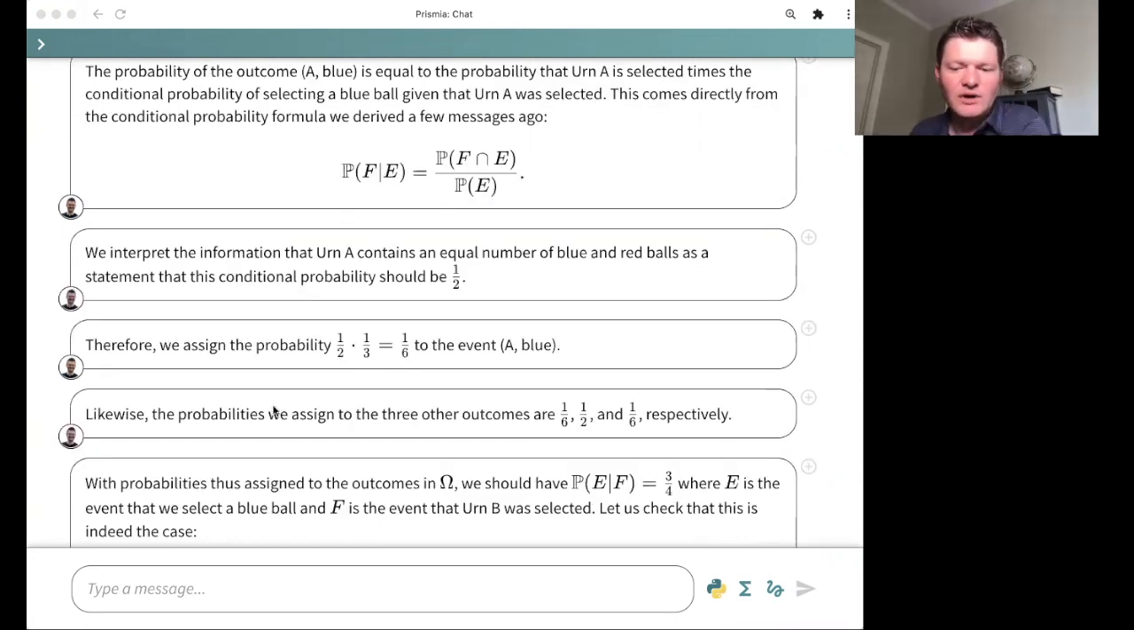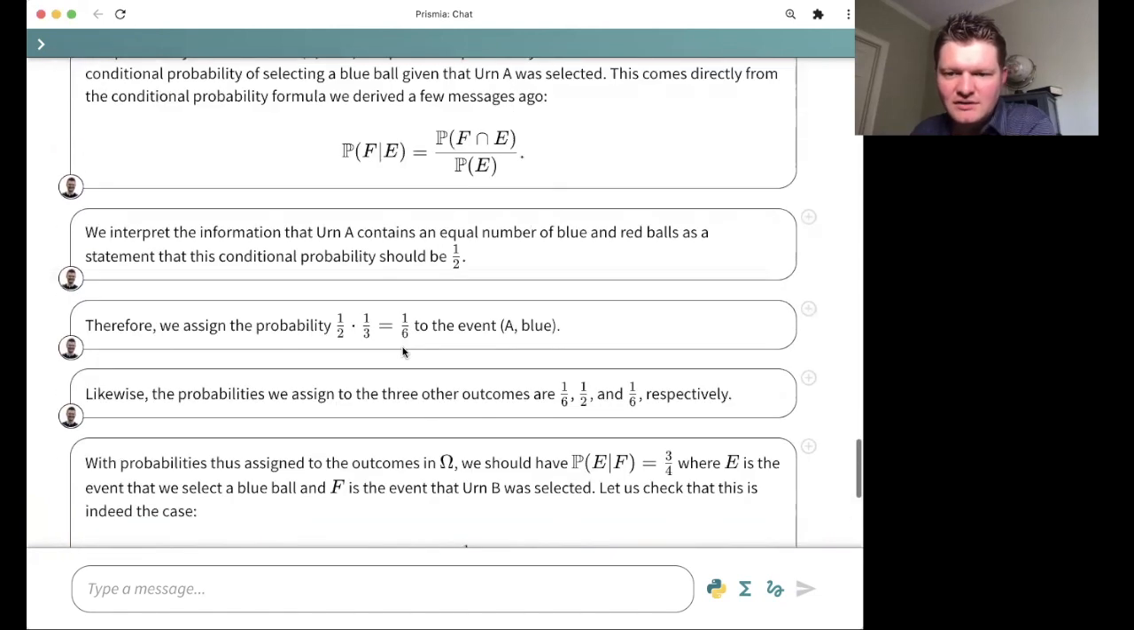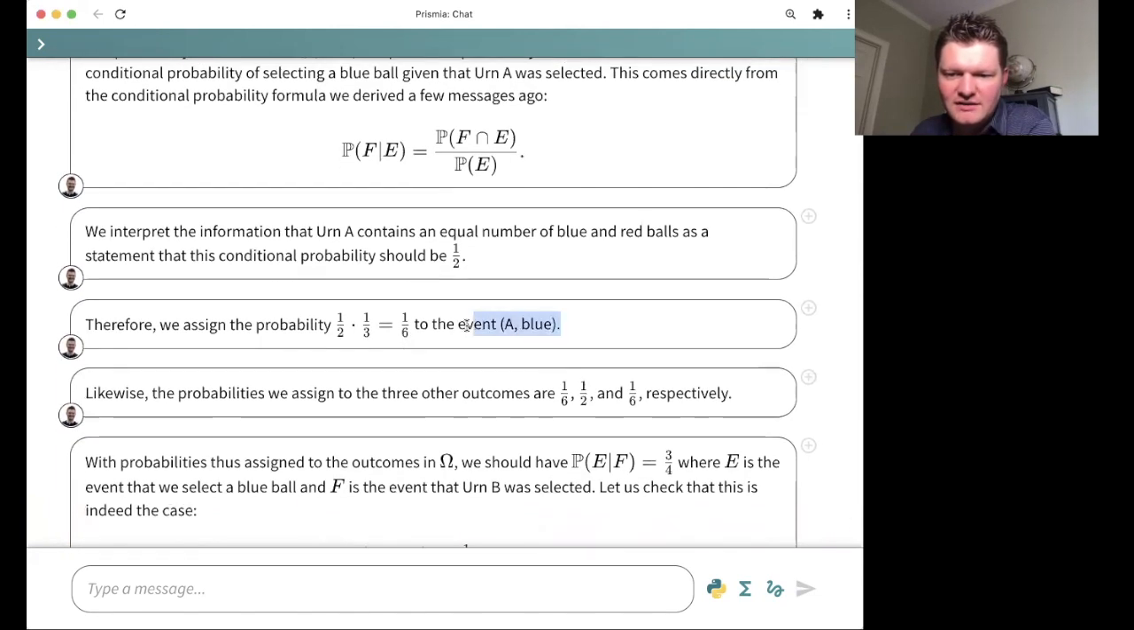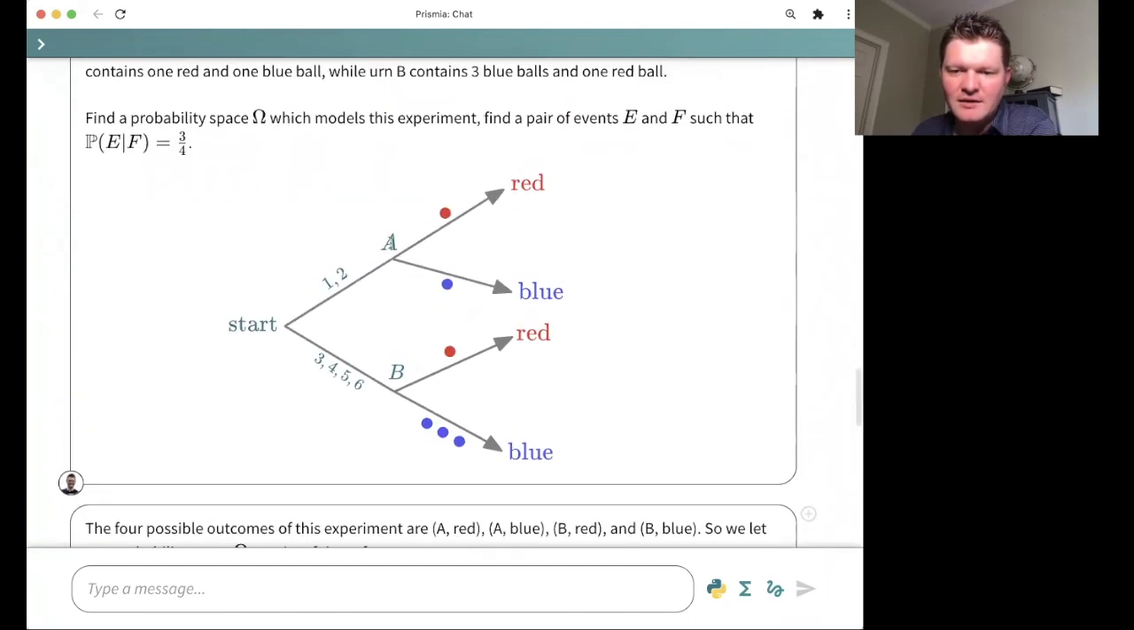So here's one. Where did the 1/3 come from for the event A comma blue? So we're talking about right here, when we worked out the probability of event A comma blue, I had 1/2 times 1/3. So the 1/3 comes from the probability of selecting urn A. So urn A requires that we roll a 1 or a 2, and there are 6 outcomes for the die. Each is supposed to be equally likely. So that means there's a 2 in 6, or in other words, 1/3 chance that we selected urn A. And then a 1/2 chance we selected blue. So we have 1/3 times 1/2 is 1/6.